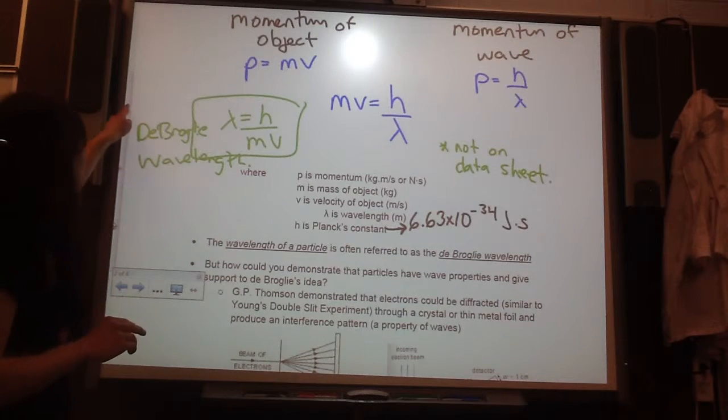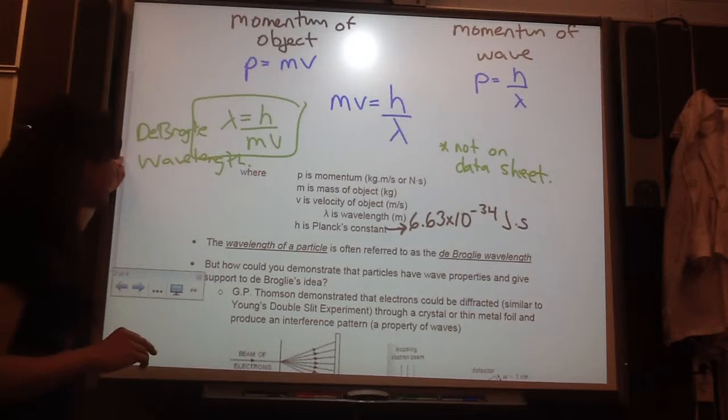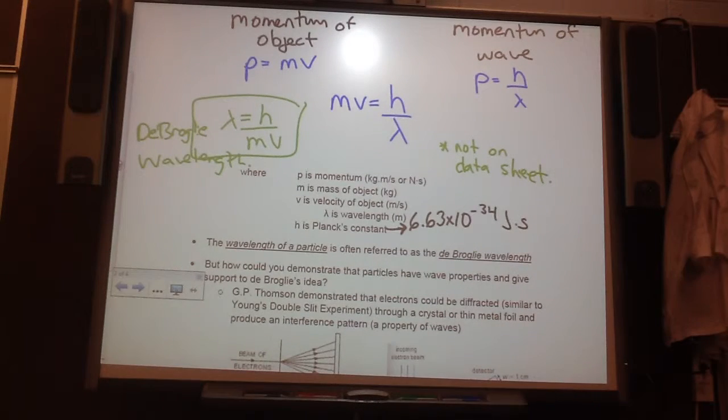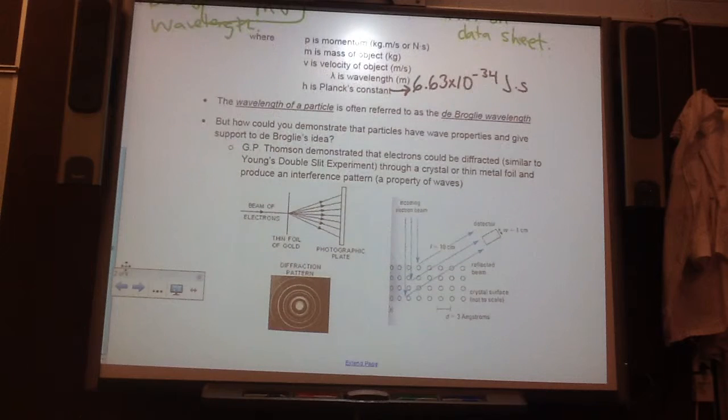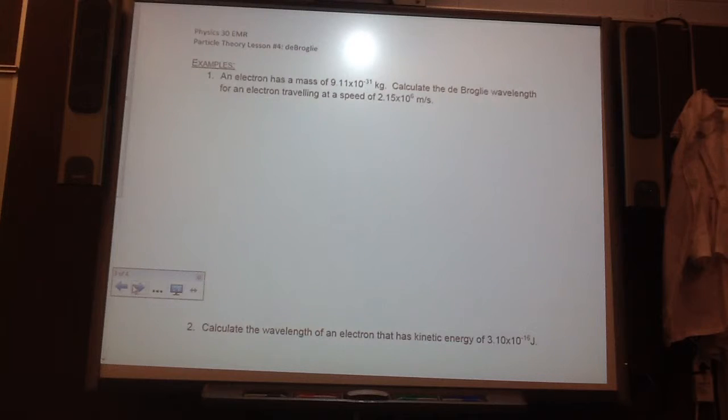But how do you demonstrate that particles have wave properties and give support to this? Well, we already talked about that. I showed you examples from that book. But as I said, J.P. Thomson, son of J.J. Thomson, demonstrated that electrons could be diffracted, similar to Young's experiment. So when a beam of electrons went through, it diffracted and made an interference or diffraction pattern. That's definitely a wave-like observation. I think we've talked about that enough. You get that? Something that we expected to not make a wave-like pattern did.